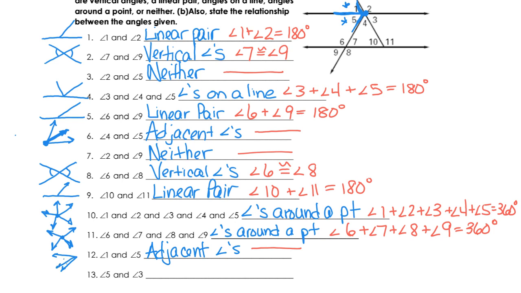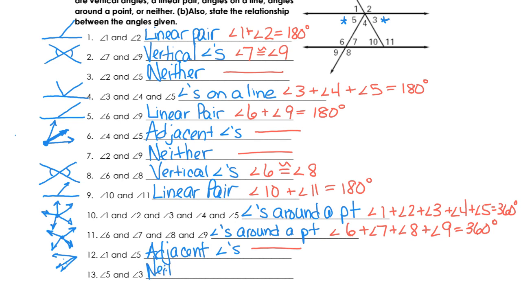Okay. Last one, we got angle 5 and angle 3. Angle 5 and angle 3. 5 is here. 3 is here. And they didn't say 4, right? Okay, so those are not vertical. That is not a bow tie. They are not a linear pair because they are not next to each other on a straight line. They kind of are on a straight line, but 4 is in there too, so that doesn't work. They're not angles all the way around a point. And so this was a neither.